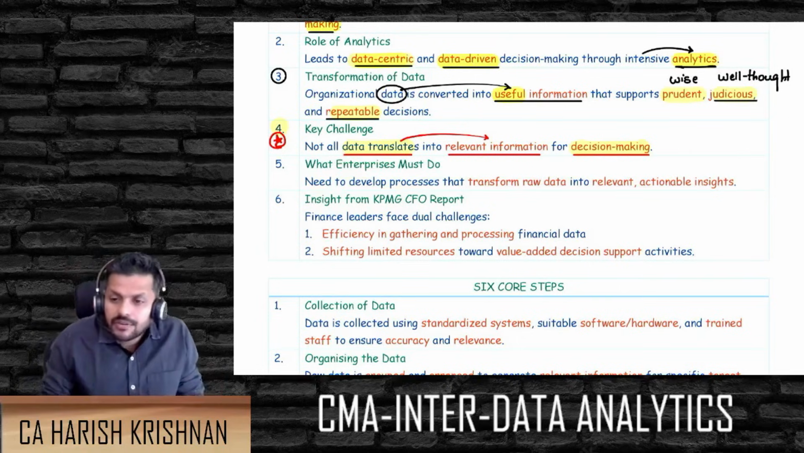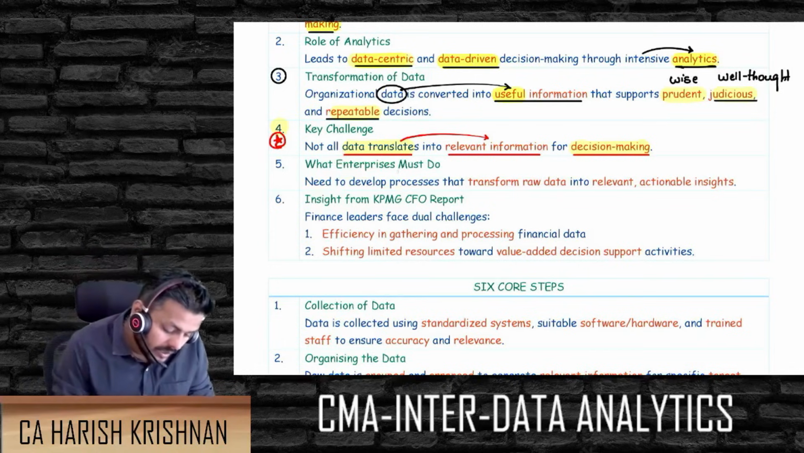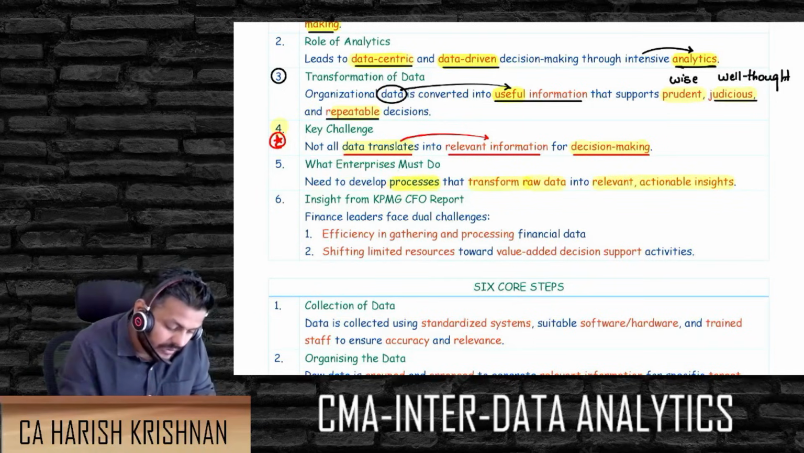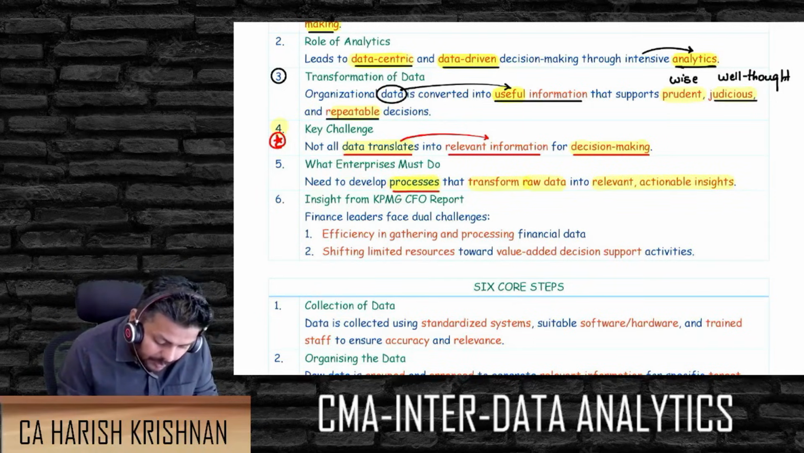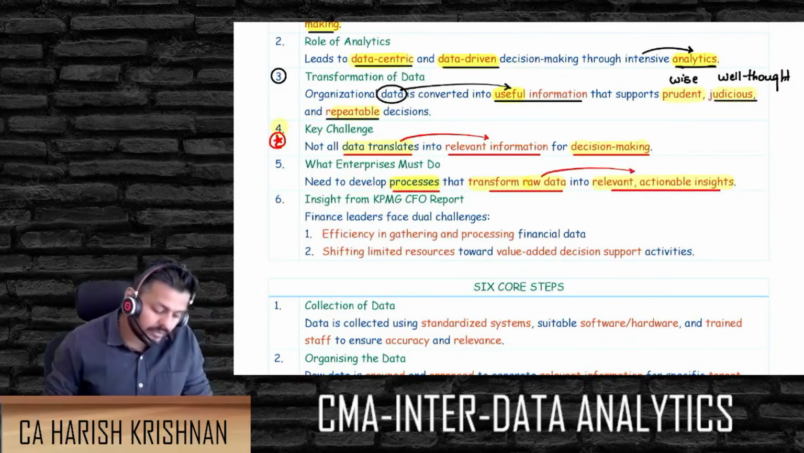So what then, sir, should we do as an organization? What should we do here? Organizations need to develop processes that transform raw data into relevant actionable insights. You need to develop what? Processes that transform what into what? Raw data into relevant actionable insights.